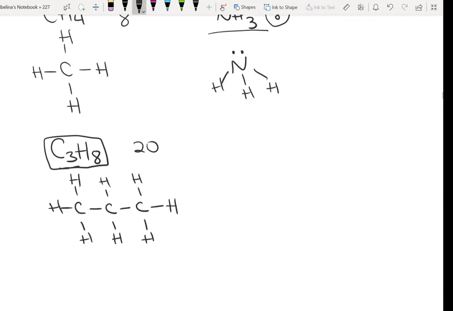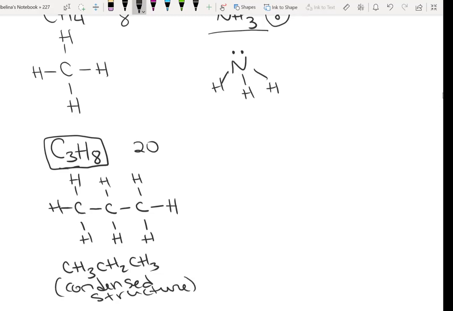You could also be given this molecule as a condensed structure in which it would look like this: CH3, CH2, CH3. That's what we call a condensed structure. If you look at the condensed structure, it tells you this carbon is bonded to 3 hydrogens. That's what I did. To satisfy its octet, it has to be bonded to the next carbon. That's what I did. That second carbon is bonded to 2 hydrogens, and then it's also bonded to the third carbon to satisfy its octet. And then the third carbon has 3 hydrogens on it.